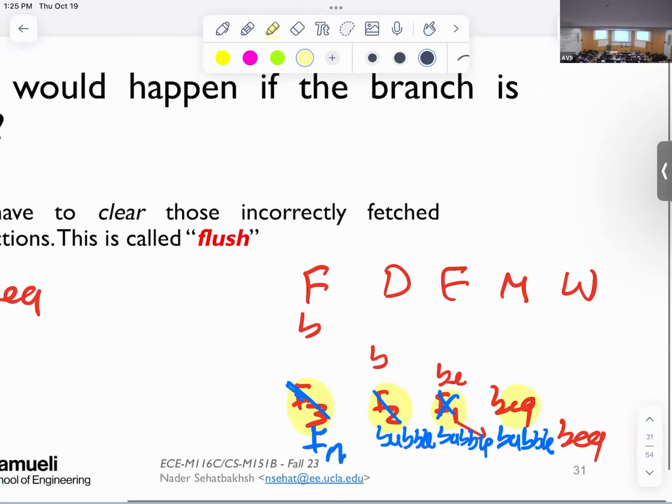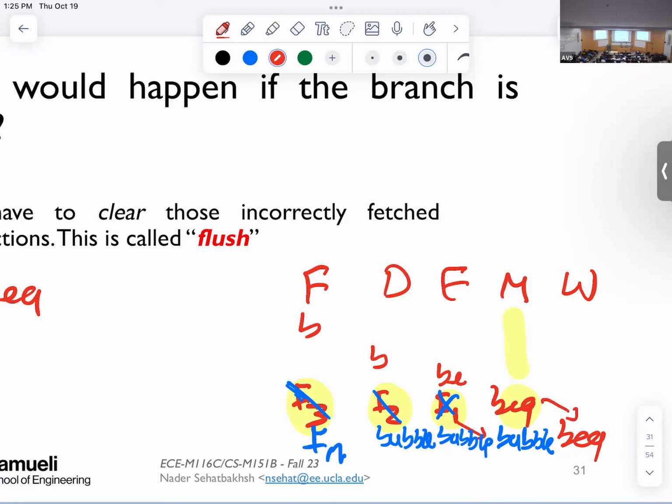As you can see in my example, during the mem stage, I see that I made a mistake. This was the taken branch. So I already have this. Once this branch instruction is moving to the write back, I'm not bringing I1, I2, I3 with me. I'm replacing I1, I2, I3 with bubble instructions.